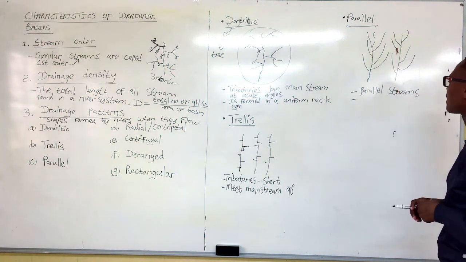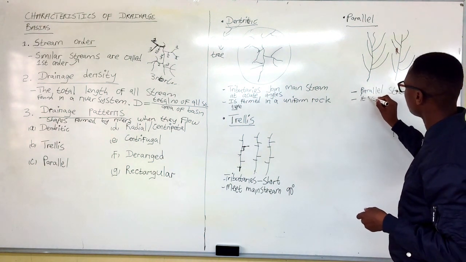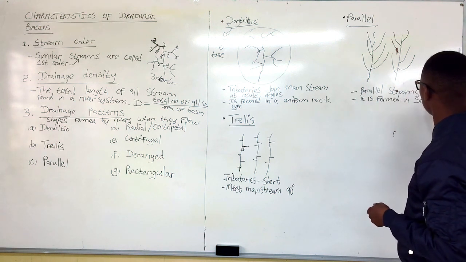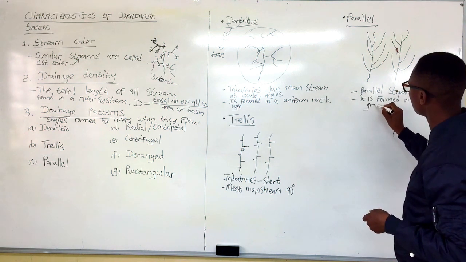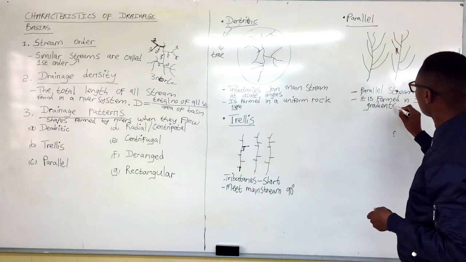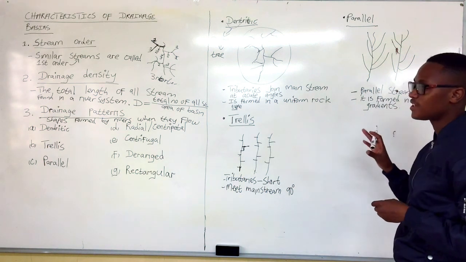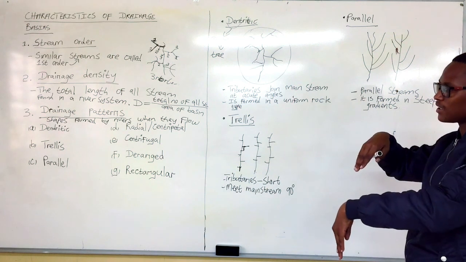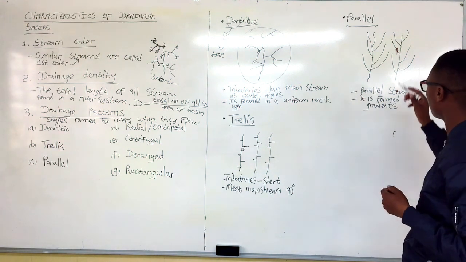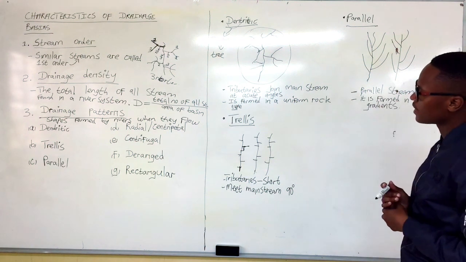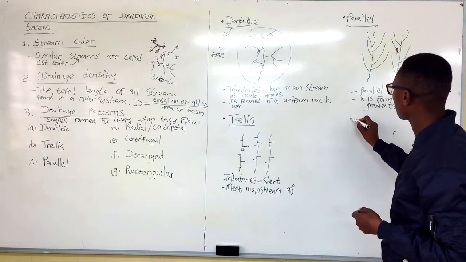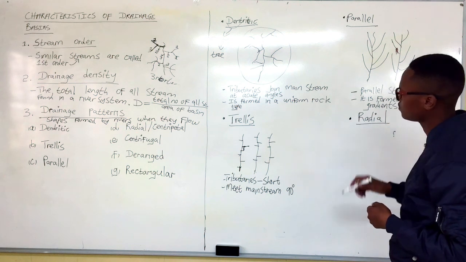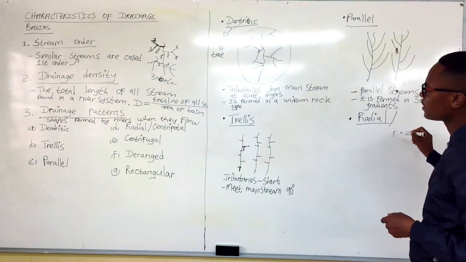Another thing with parallel is that it is formed in steep gradients. It means it is formed on a steep slope. That's why it becomes parallel, because when the slope is steep, the stream is going to flow downward. When it flows downward, it's going to be parallel. That's why it is formed there. And then another one is radial, or sometimes they call it centripetal.